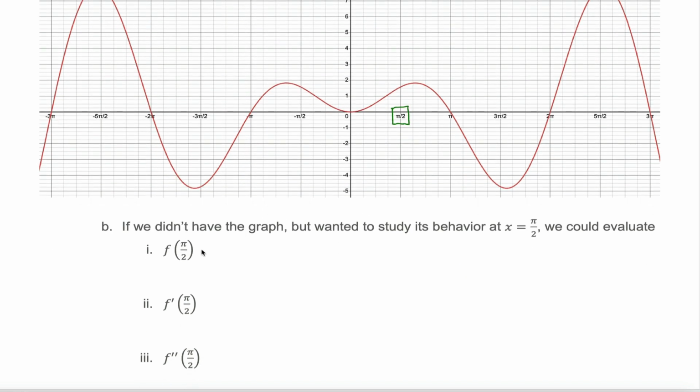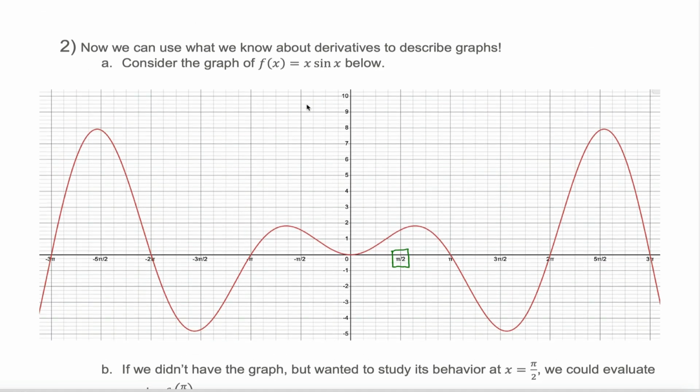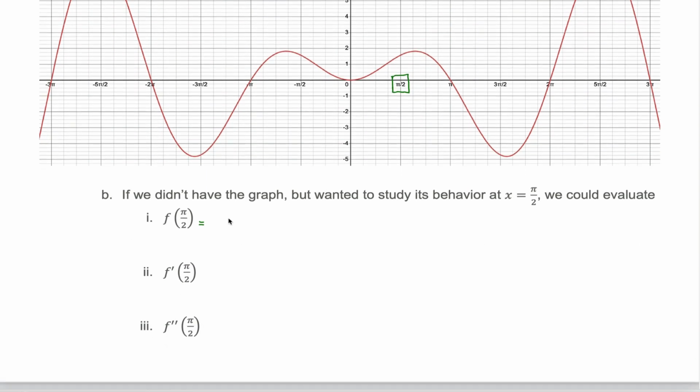Well, probably the first thing we'd do is we'd figure out what is the height of the graph at that point. What is f of pi over 2? And that's easy enough to figure out. It doesn't involve any calculus at all. We just copy the formula that we have written here, changing all the x's into pi over 2's. So f of pi over 2 would be pi over 2 times the sine of pi over 2. And depending on how well you have your unit circle memorized, you may or may not know that the sine of pi over 2 is just equal to 1. So this is pi over 2 times 1, aka pi over 2.